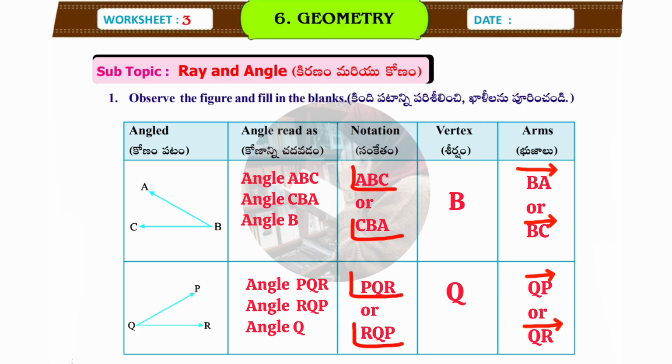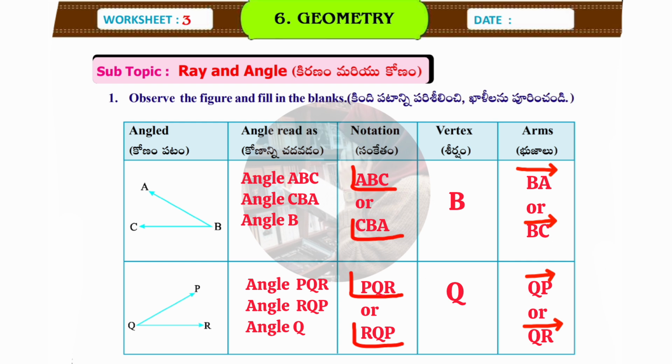Here the picture given is PQR. So we can read this picture as angle PQR or angle RQP or else angle P. So notation will be angle PQR or angle RQP. Here the vertex is Q and the arms will be the rays QP ray or QR ray. Understood, guys? Don't get confused. Please pause the video and write it down without any mistakes. Okay, now we'll move to the next Roman, that is Roman number 2.